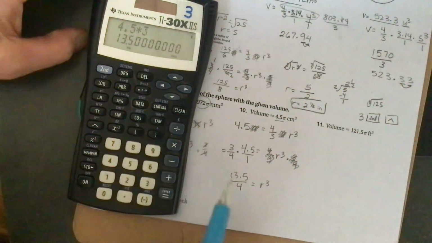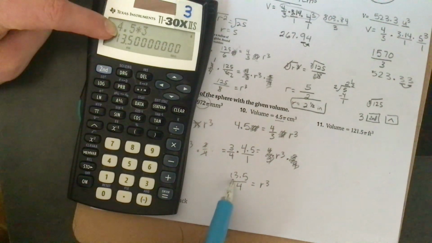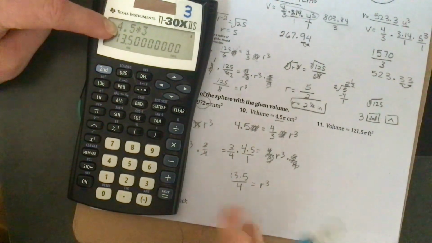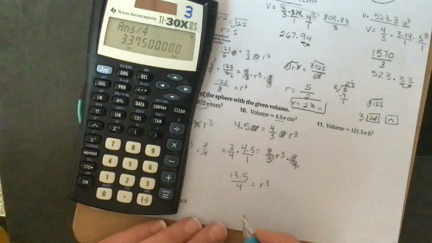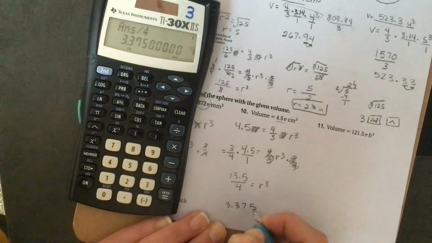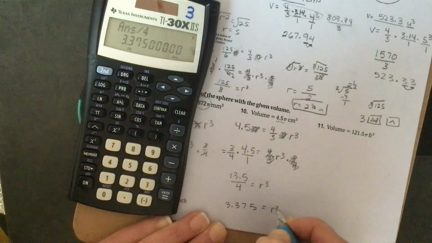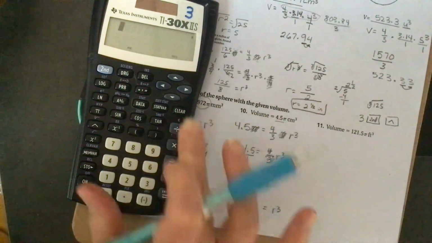Right? So I'm going to simplify this. It's already in my calculator, right? I'm just going to divide that by 4. This reads 13.5 divided by 4. So divide by 4. And there we go. I've got 3.375 equals r cubed, all right? It looks gross, but we've got our calculator to help us, okay?